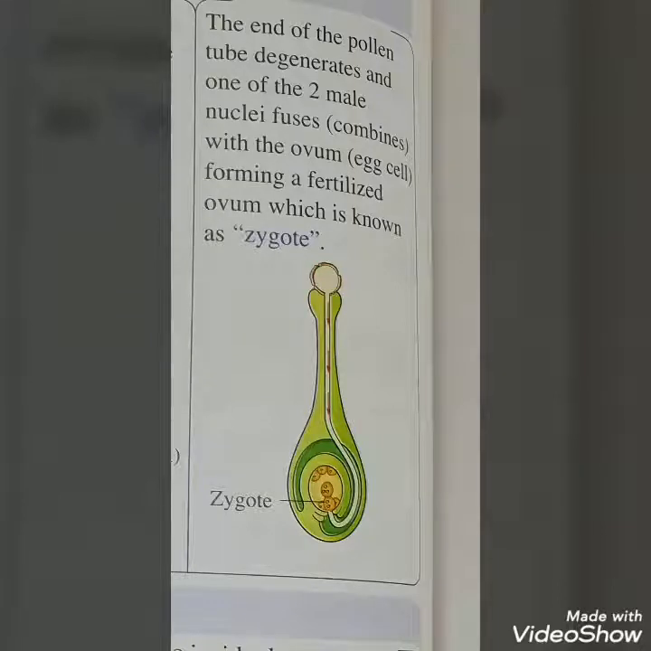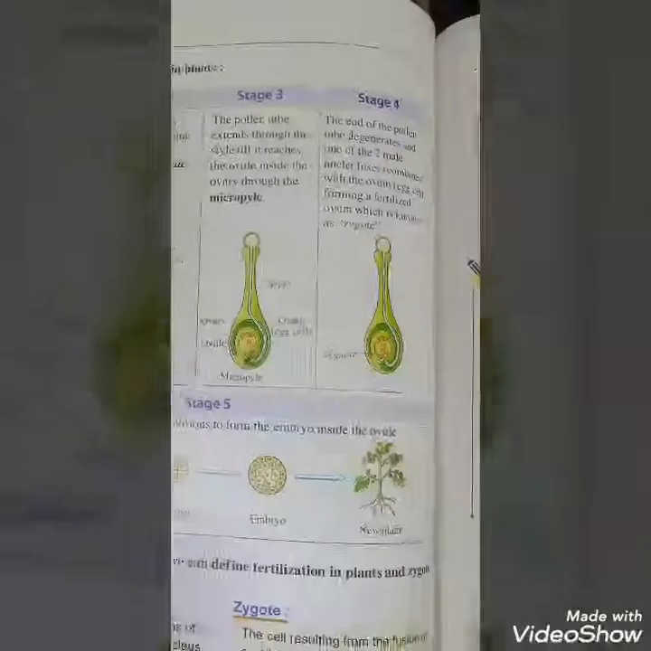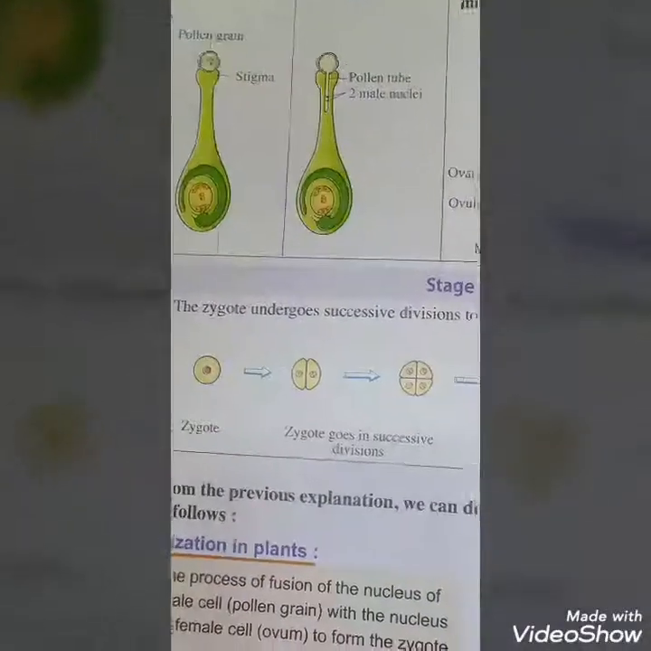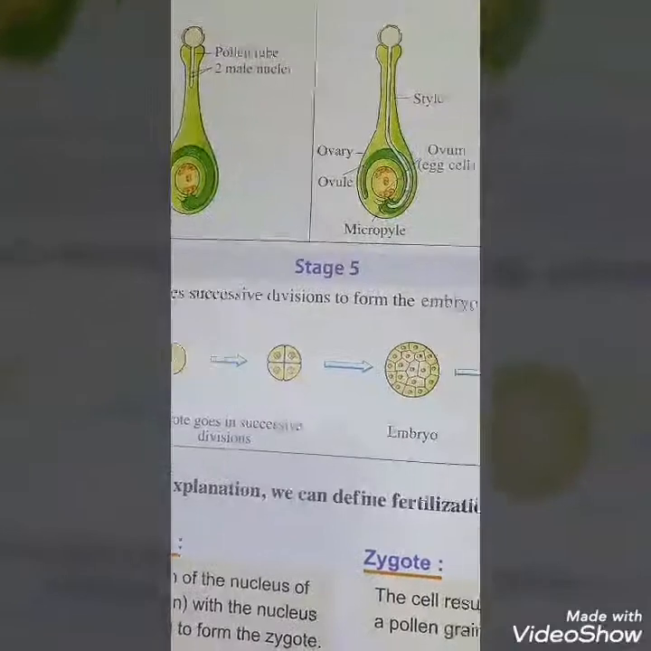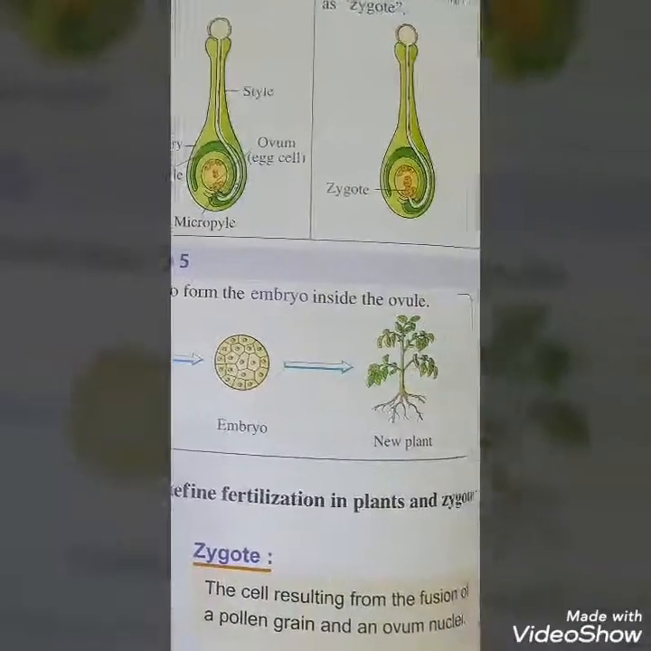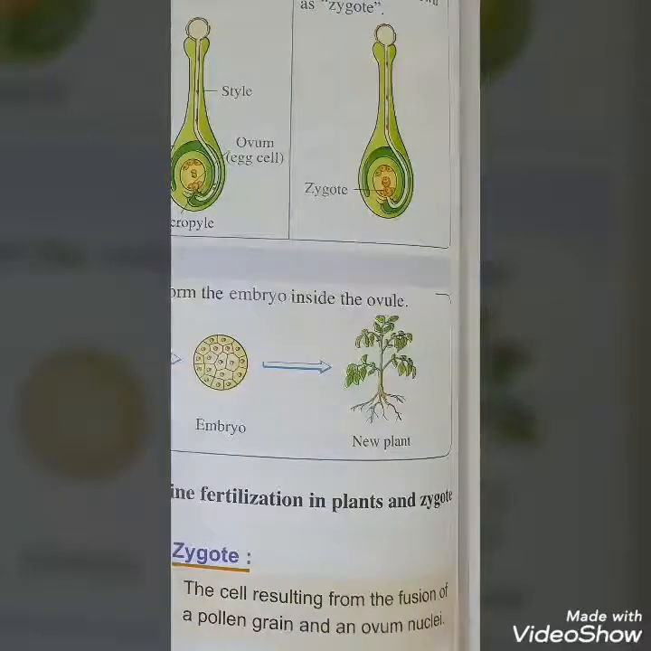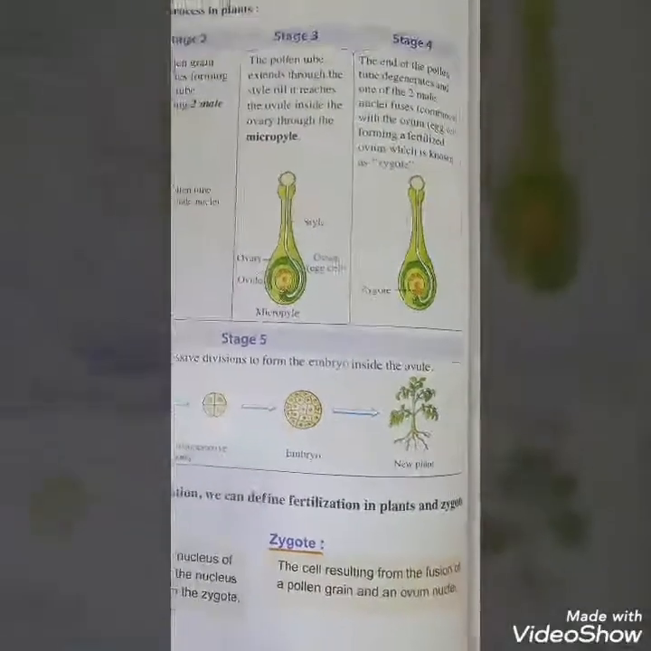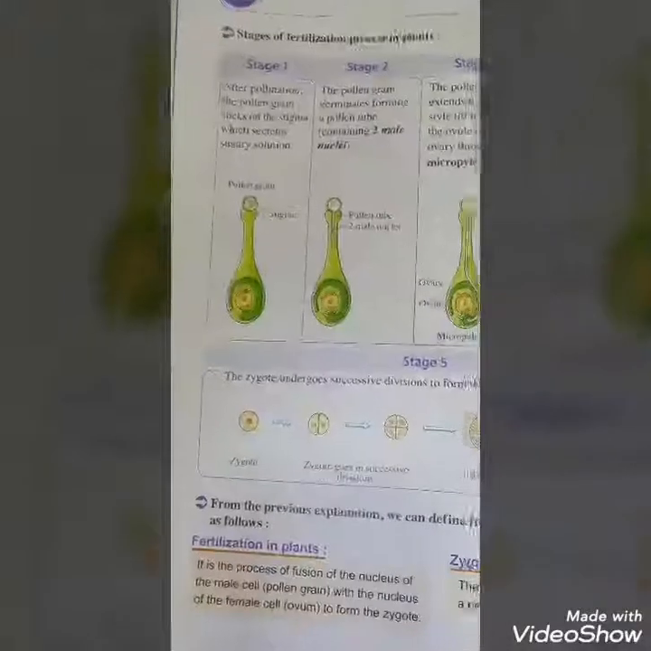The zygote is formed inside the ovule, which changes after fertilization into a seed. The ovule changes into a seed, and the ovary itself changes into a fruit. Here, stage number 5, the zygote divides many times. After it was 1 cell, it becomes 2 cells, 4 cells, 8, 16, 32, and so on, until it makes the embryo, which you can grow and make a new plant. The embryo is formed inside the seed.